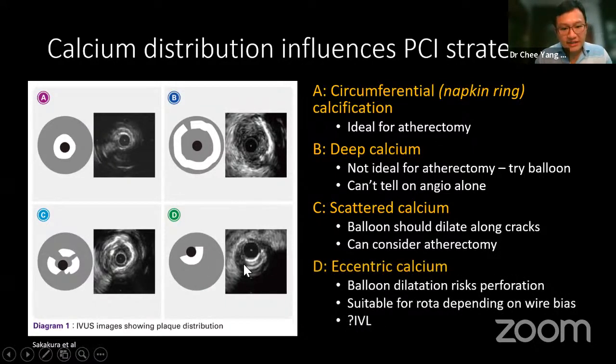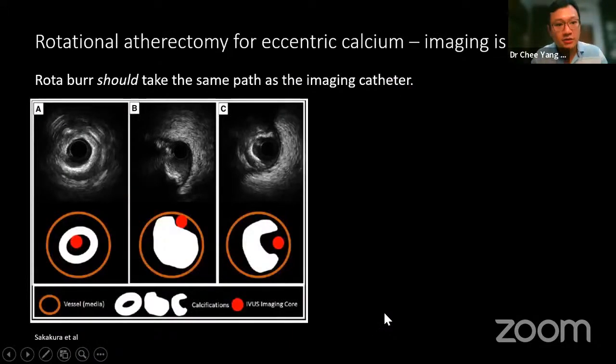And if you have eccentric calcium, which is probably one of the more difficult situations to get really good lesion preparation, then IVUS can help you predict whether your atherectomy is going to be effective or not. This may be one situation where you might want to change your wire bias, or use other devices like lithotripsy. So just another slide about how atherectomy can be better directed.